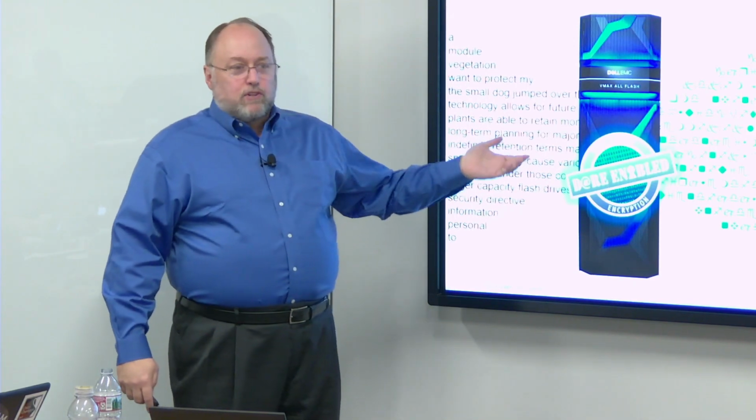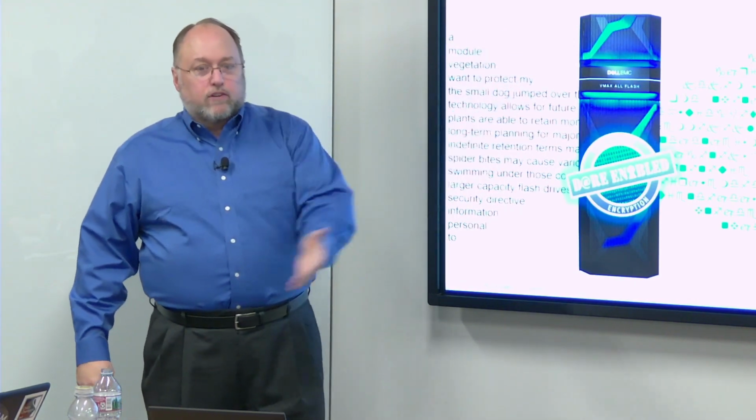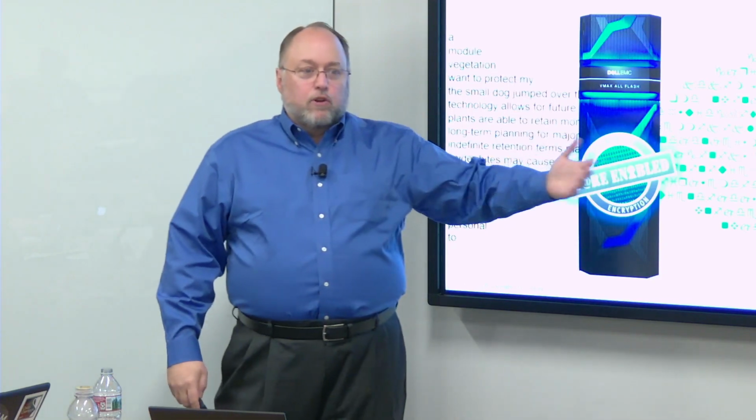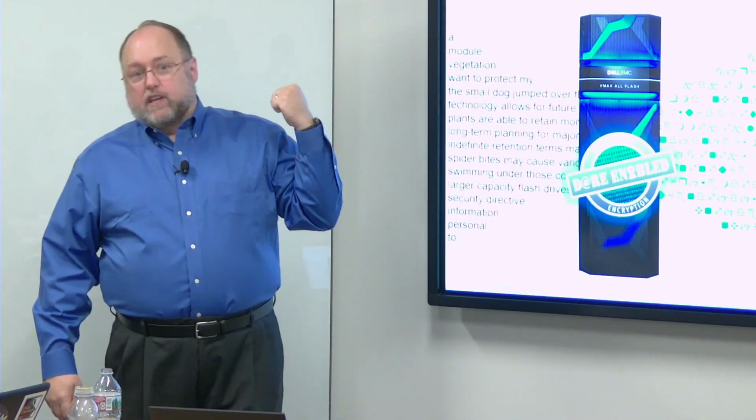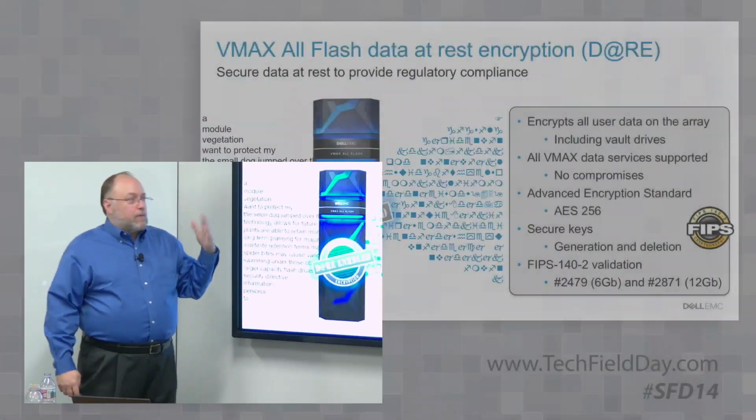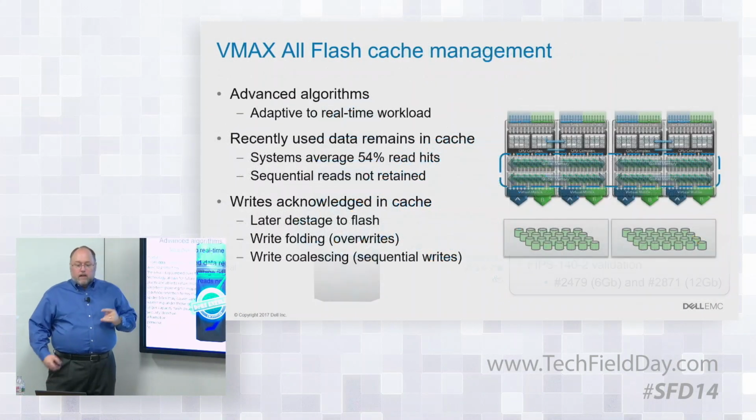So data at rest encryption, real simple. Hardware, we compress it on the way down to the drive. We decompress it on the way back. There's one key per drive. You pull the drive out, we shred the key. Right? Not a whole lot to talk about. It's all FIPS validated and done.